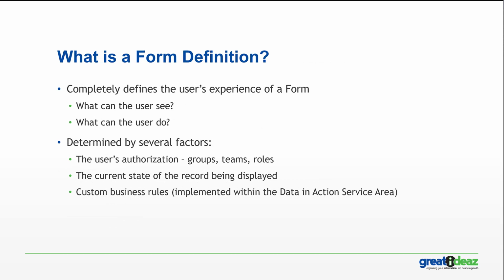So the first question we have to answer is, what is a form definition? The answer is simply that a form definition is going to completely define the user's experience of a form. It's going to say what the user can see and what the user can do with the information they can see. And clearly that's going to be determined by several factors. It will depend on the user's authorization. So what groups and teams the user is in will determine which records they can see. Which roles the user has determines how they can interact with any particular record. We also need to consider the current state of the record that's being displayed, and then any custom business rules that the business wants to apply over the top of that user experience. So let's have a look at what this might look like in practice.